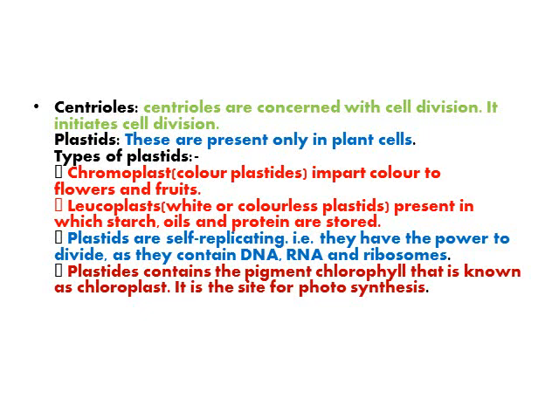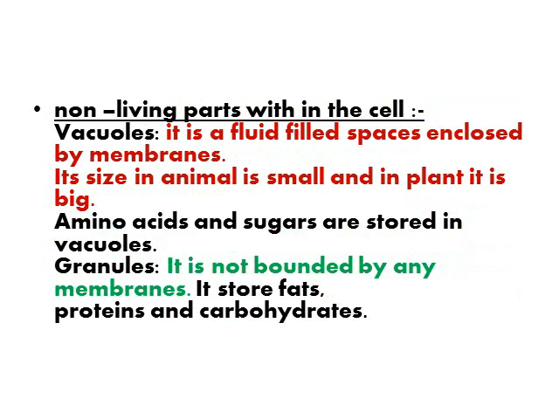Plastids have self-replicating power as they contain DNA, RNA, and ribosomes. Plastids contain the pigment called chlorophyll. It is the site for photosynthesis. Now coming to non-living parts within the cell. Vacuoles. It's a fluid-filled space enclosed by membranes. Its size in animals is small and in plants it is bigger. Amino acids and sugars are stored in vacuoles.